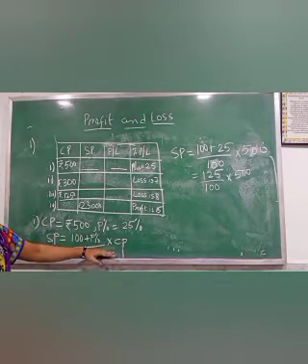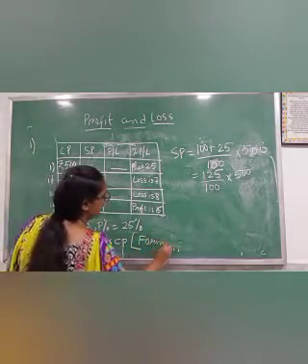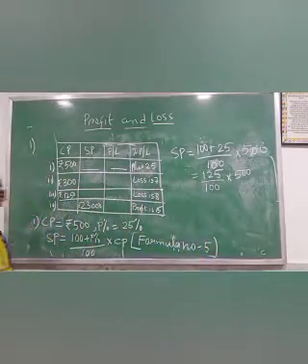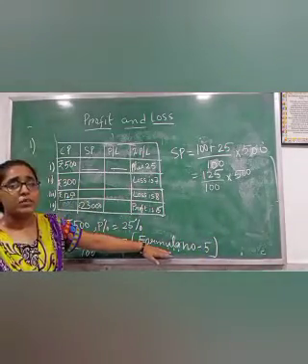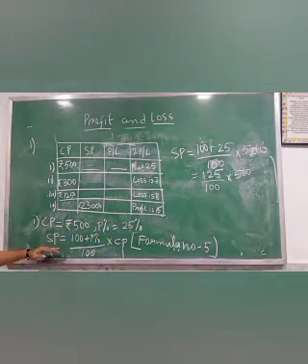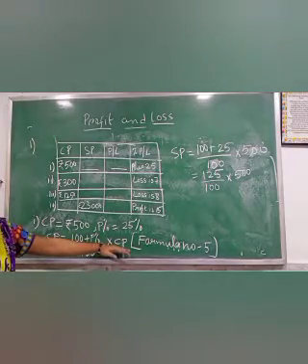This is formula number 5. You can go to the formulas and you can see it is formula number 5. No need to write this one, I am writing this one so that you will understand which formula we are using. So the formula is SP equals (100 plus profit percentage) by 100 into CP.